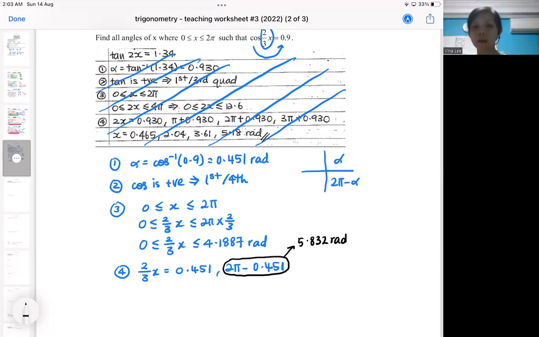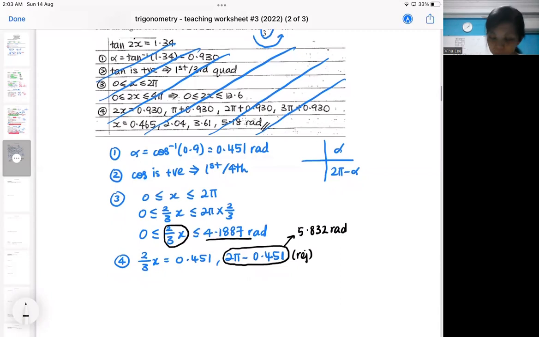So if you punch it out, you realize that it exceeded the 4.1887 radian. So 2/3 x is only allowed to go as much as 4.188. So this one already exceeds. So what do you do? You can just reject it. That means by right, the angle can be allowed to visit first and fourth quadrant, but it has insufficient range right now. So you're going to reject.